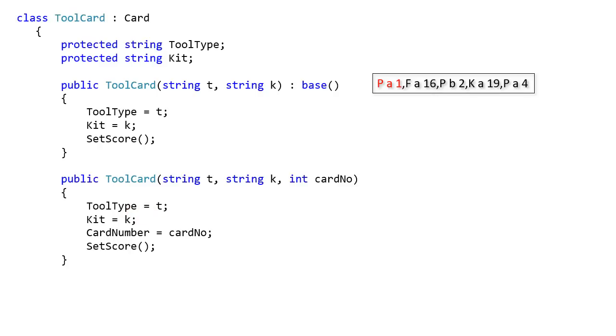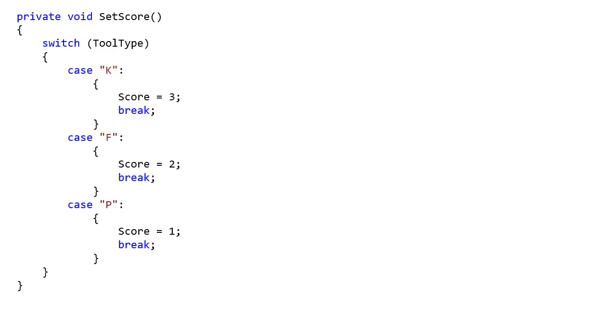Once it's set these here, it then calls set score. So this is set score. It's within the tool card class. It's pretty straightforward to see what it does, isn't it? It just looks at the tool type, key, file or pick, and sets the appropriate score for that.